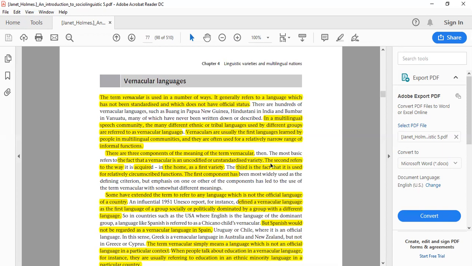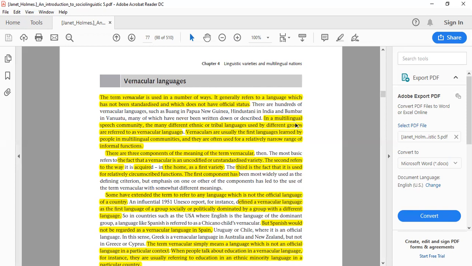Ma'am, vernacular language is a variety which is not codified or standardized. Yes, very good. Anyone else? Anyone else? No? Okay. So the vernacular language is a language which is not standardized.